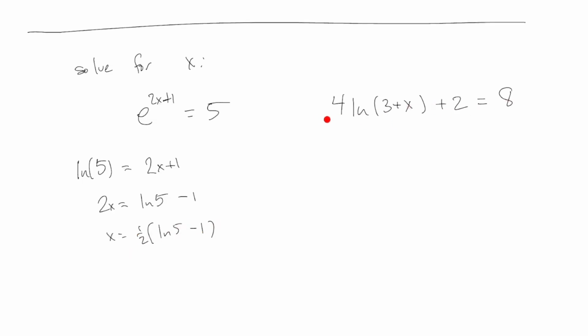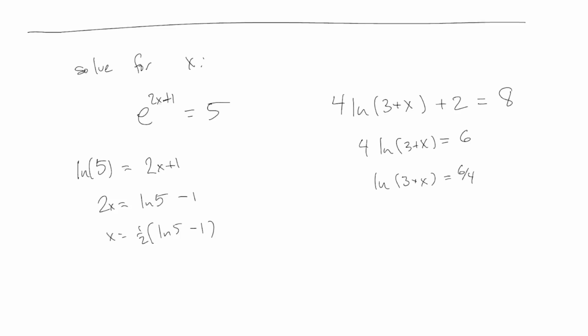This one over here, I would start, you have this, I want to isolate the log, right? And I have this 4, and I also have this plus 2. In order to isolate the log, the 4 here is multiplied only onto this. It's not 4 times the entire left-hand side. So in order to isolate this log, I have to subtract the 2 first. It should say 4 ln(3 + x) = 6. And then divide by 4: ln(3 + x) = 6/4.